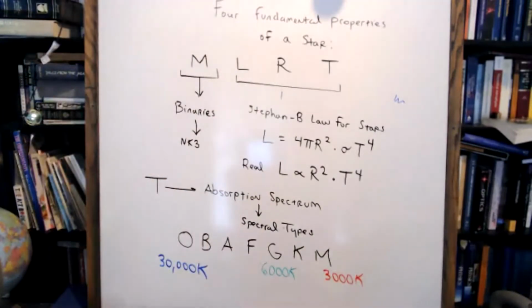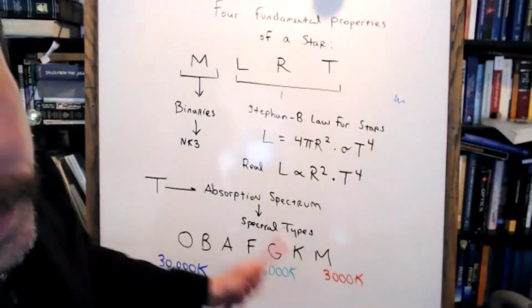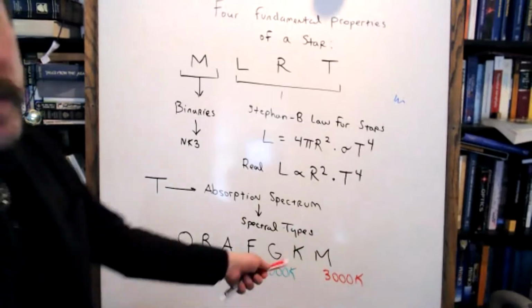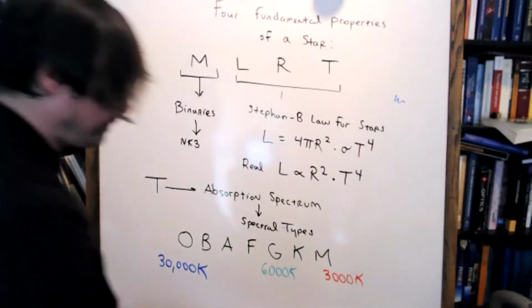And so these numbers seem easy for me to remember because it's a factor of 10 apart. So it's 3,000 and 30,000. Red stars, whites, greenish stars, and blue stars. Okay.